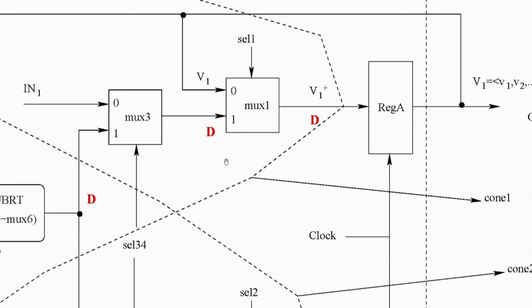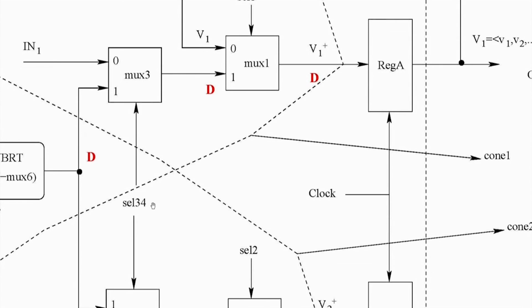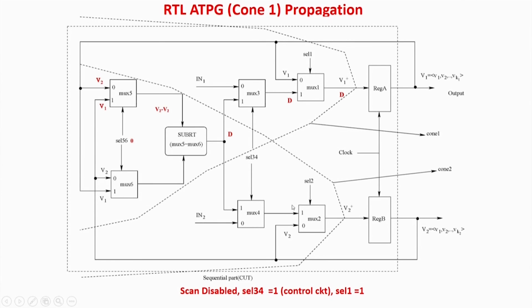Again I am selecting this line for the propagation, which I can easily do. It will be again D, the multiplexer will be D. So of course you have to make select 3 4 equal to 1, because I have to propagate this value, and I am just propagating the value through this. So scan is disabled, I am propagating the values from D, D and this is the selection path.